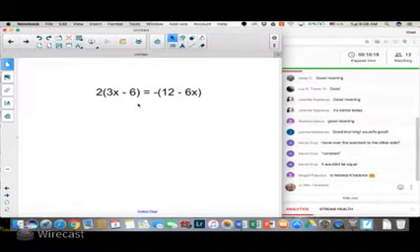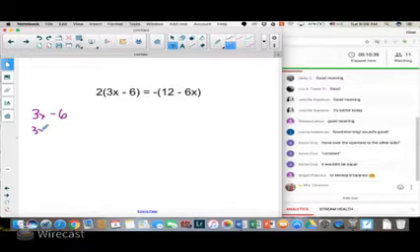This scenario, we have a little bit of distributive property here. So let's start. This represents two groups of 3x minus 6. So I really have a 3x, a negative 6, and then another 3x, and another negative 6. So I really do have 6x and a negative 12.